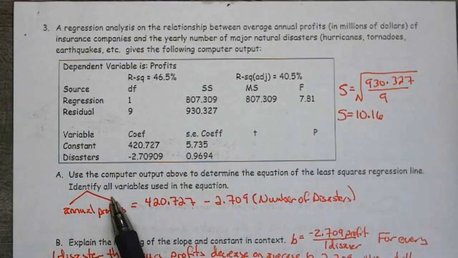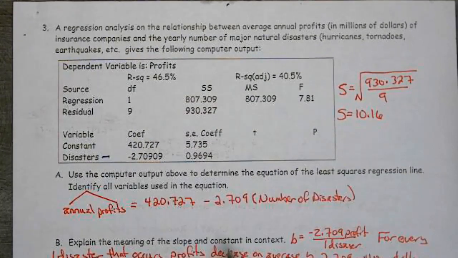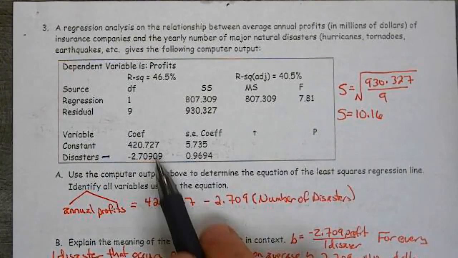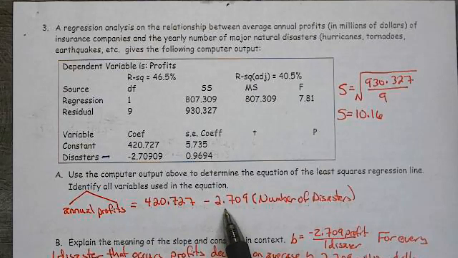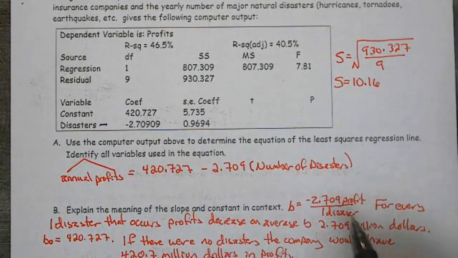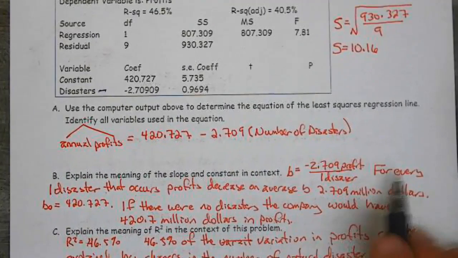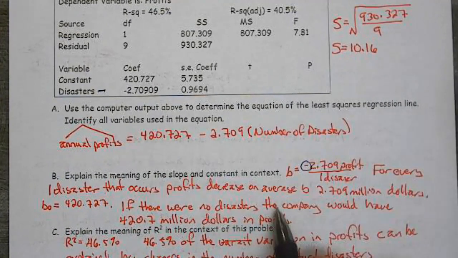Annual profits with a hat is my Y variable. And I know that natural disasters is my X variable, which is right here. My Y-intercept is 420.727, and my slope is negative 2.709. If I write it like this, I don't have to define the variables separately. Explaining the meaning of the slope in context: 2.709 profit over 1 disaster. That profit is actually in millions. So for every 1 disaster that occurs, profit decreases, because it's a negative slope, on average by $2.709 million.